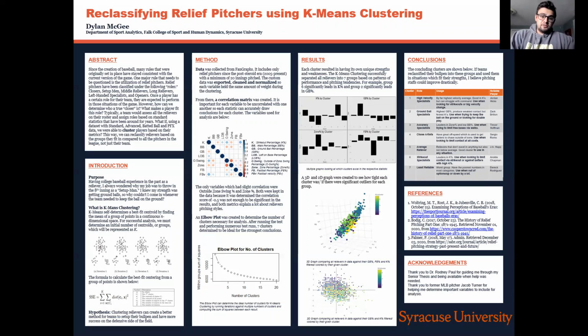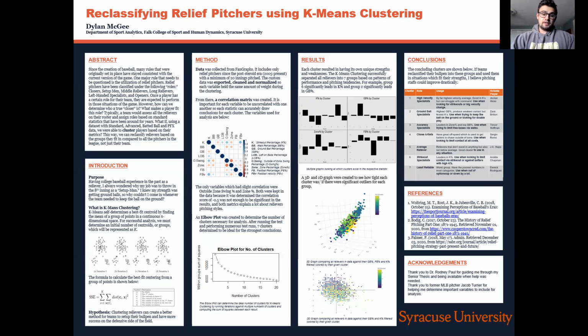The variables I used were strikeout percentage, walk percentage, ground ball percentage, left on base percentage, outside of the zone swing percentage, zone percentage, fastball percentage, and fastball velocity. I ran a correlation matrix to see if any of the variables correlated with one another. The goal is for them not to. Ultimately, this came to be a success, and I was able to continue with my analysis.